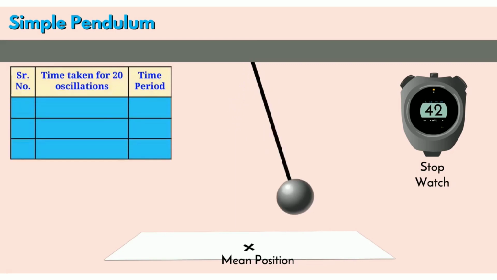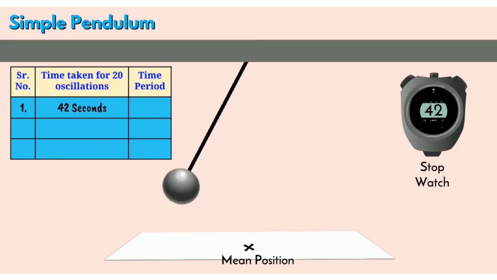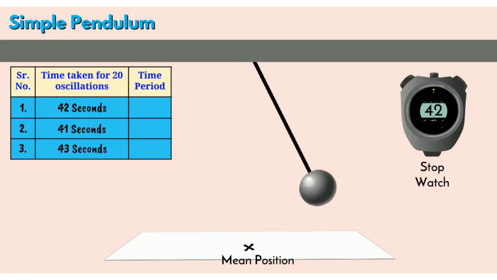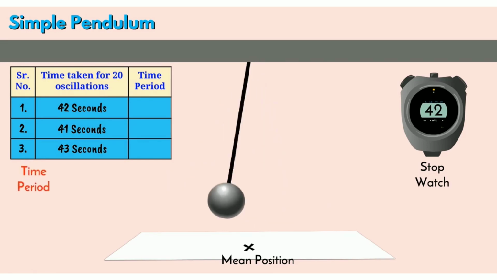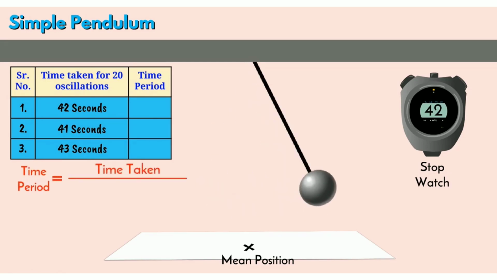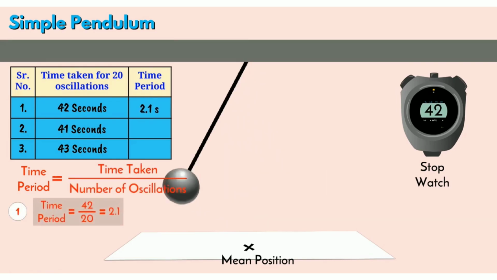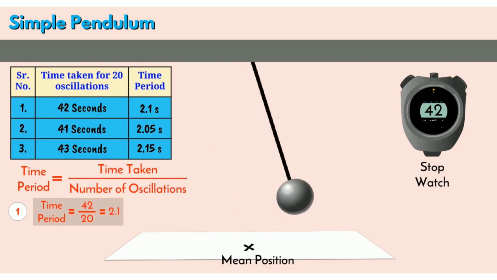Make the table and enter the time taken to complete 20 oscillations. Take a few readings performing a similar activity and note down all the readings. For each reading, calculate the time period of the pendulum by dividing the time taken by the number of oscillations. Is the time period nearly the same in all cases?